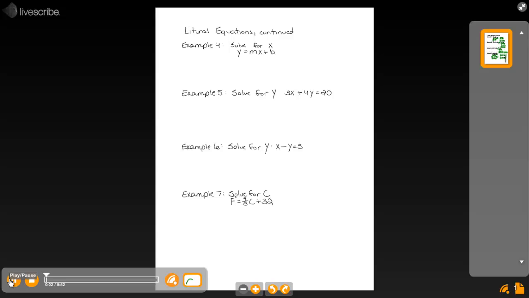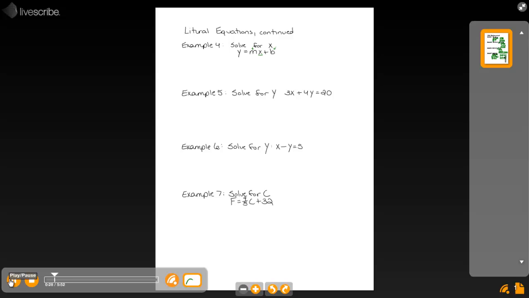For example 4, we're asked to solve for x in the equation y equals mx plus b. So I'm just going to underline x here. Now, in order to solve for x, we need to deal with the m and the b. We need to make sure x is isolated on one side of the equal sign. Remember, you always work with addition and subtraction first when solving the equation.